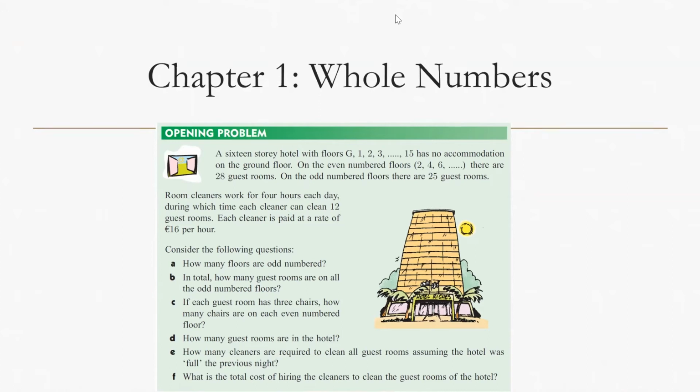Or does somebody else want to? Okay. Why don't you take the stage, Jerry? So we know that there are 396 rooms in total, and the cleaner can clean 12 guest rooms at a time each day for 4 hours. So it would be 396 divided by 12, and then you'll get the answer.